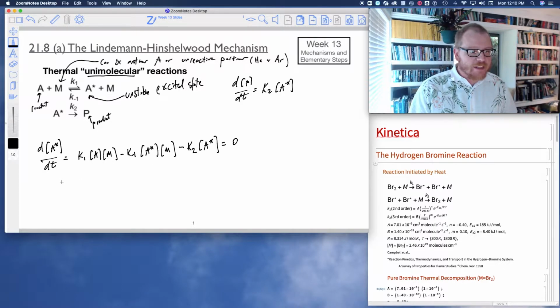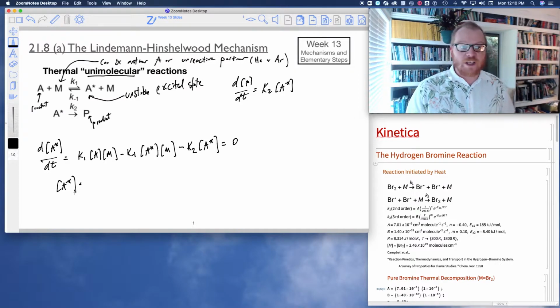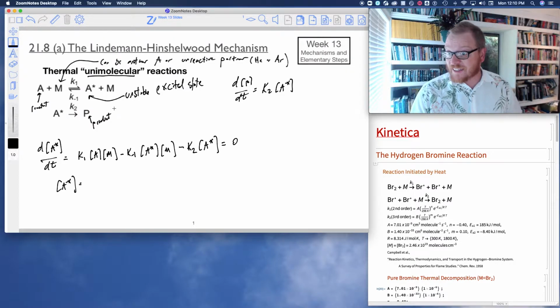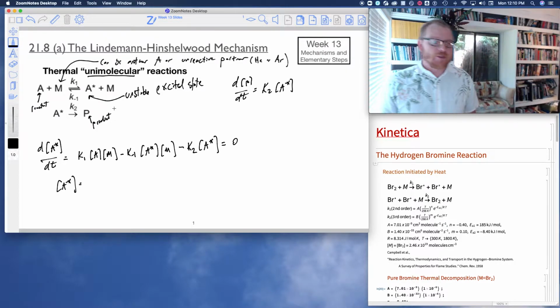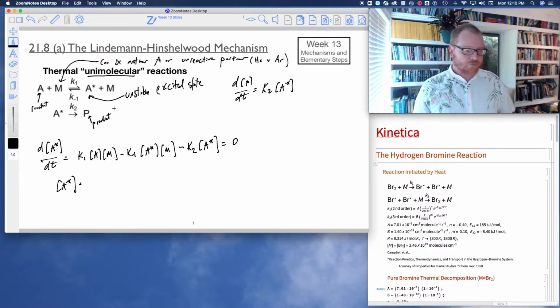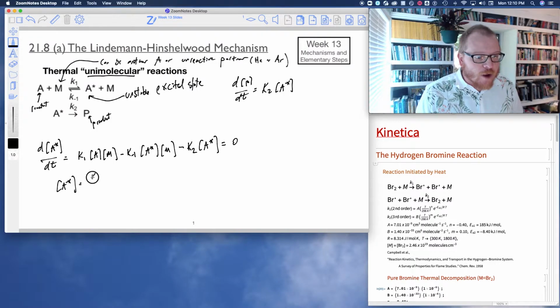And so thus we get the concentration of A star under the steady state approximation, which seems reasonable given that likely forming the excited state is probably slow. And once the excited state forms, it will go on to products quickly. That seems reasonable to make this steady state approximation. That's going to give us the following.